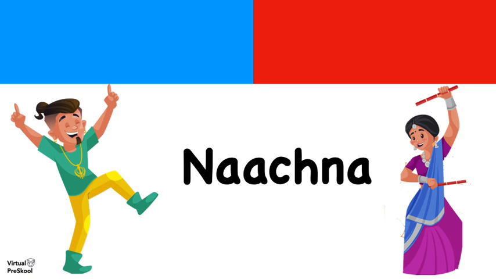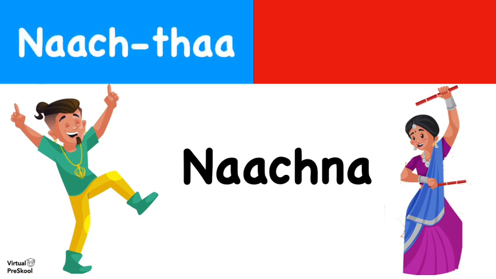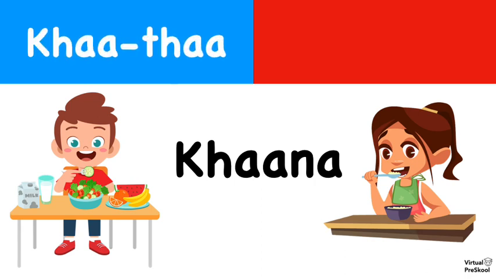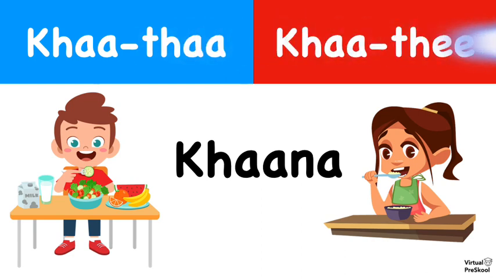Let's do nachna. So we chopped off the na, and now we have to make two words. One for the boy, one for the girl. So what would the boy say? Nachta or nachti? Nachta. And the girl, what would she say? Nachta or nachti? Nachti. Khana means to eat. So what would the word be for the boy? Would it be khata or khati? Khata. And for the girl, khata or khati? Khati.